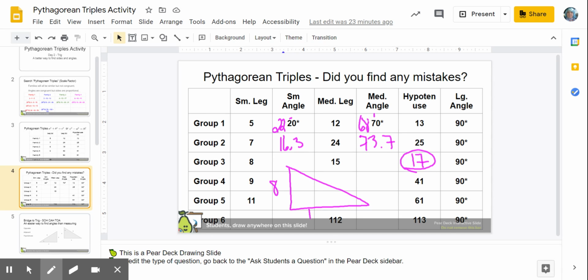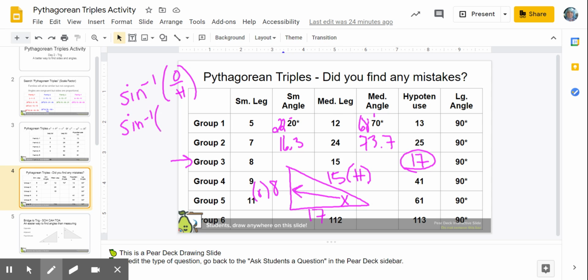If I've got an 8 and a 17 and a 15, then we'll put an x down here. What function do you want to use? Sine, cosine, or tangent? Okay, so sine is O over H. What's the O for x? 8. And what's the H for x? 15. Right? So for this one, we're going to do sine -1 and then 8 over 15. So put that in your calculator and see what you get.